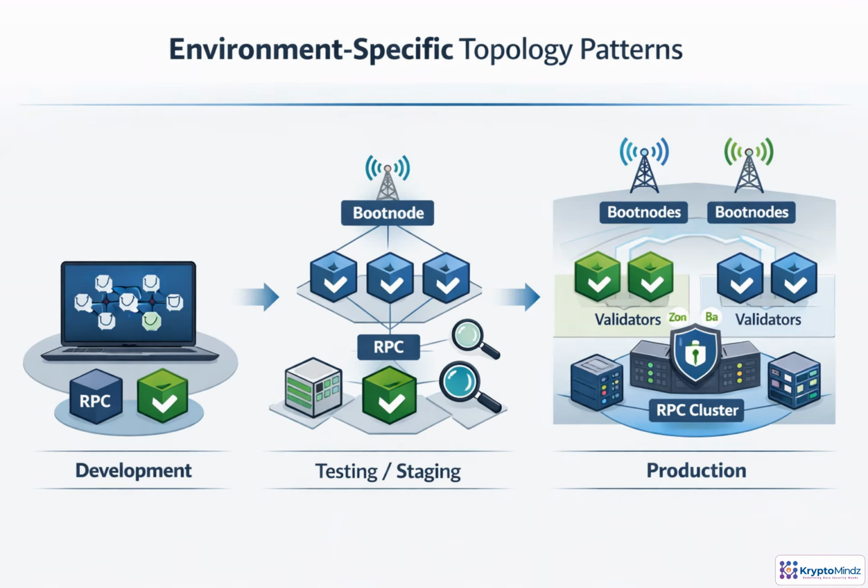Topology should match the purpose and risk of the environment. In development, keep it small: a few local nodes, simple RPC, and fast iteration. In testing or staging, separate validators, bootnodes, RPC nodes, and observers, so failures behave more like production. In production, design for zones, redundancy, hardened access, monitoring, and governance. The key is to evolve the topology over time, while testing production controls before launch.